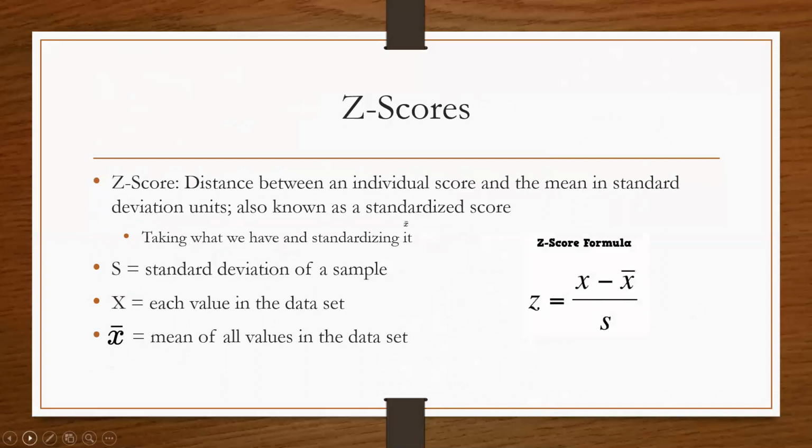And then other fun stuff you've got to know, z-scores. A z-score is asking for the distance between an individual score and the mean, in standard deviations. You might also hear it as a standardized score. In the formula, z equals x minus x bar over s, where s is the standard deviation, x is the value that you're given, and x bar is the mean value.